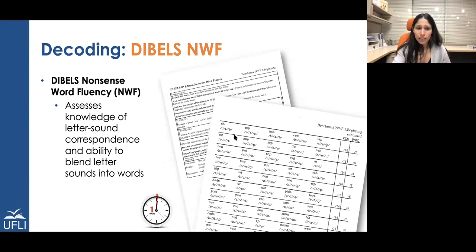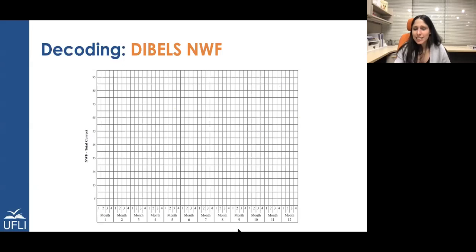And so that is another timed assessment. This is an assessment that's really helpful to do with their progress monitoring probes, because you can track how they're doing with their nonsense word fluency throughout different months.